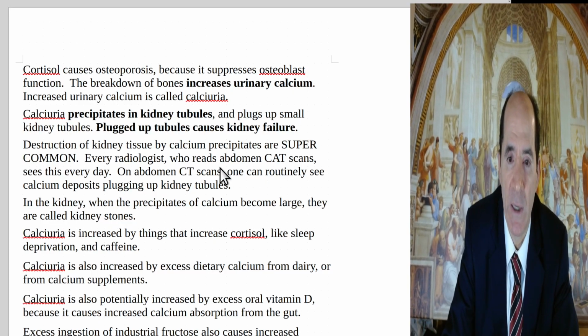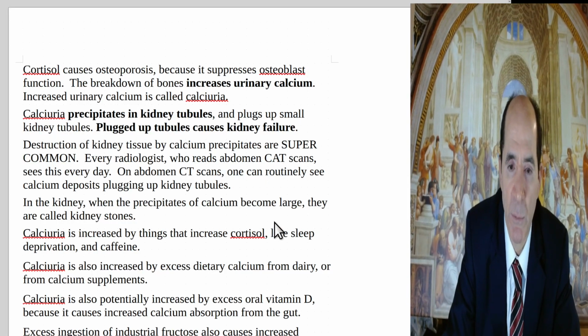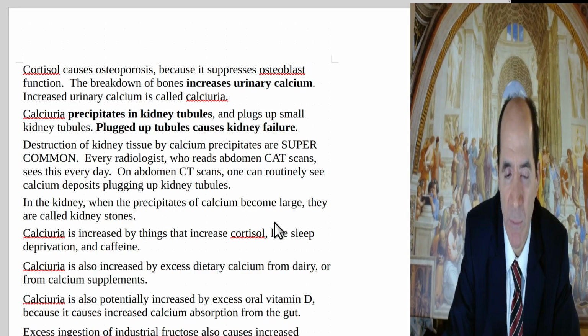All the time when you look at a CAT scan of the abdomen, it's very often you see all these little calcifications in the tubules. Some patients, of course, much worse than others, but there's even something called medullary sponge kidney where it's quite excessive. But either way, excessive calcium going into your kidneys from chronic severe stress is bad for your kidneys.